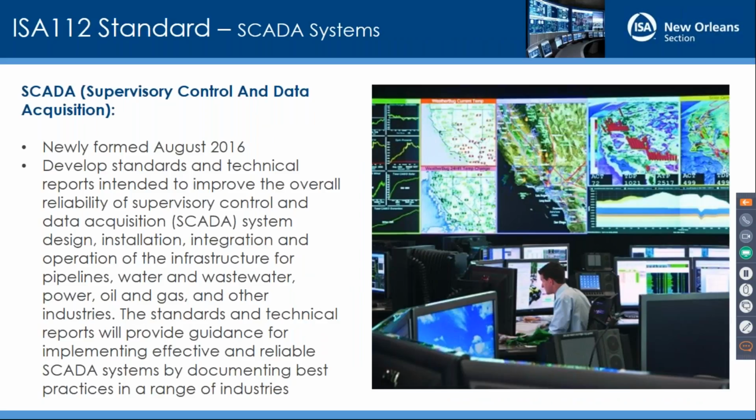This one is interesting to me because it's the 112. SCADA systems have been around for a while, right? I mean, 30, 40 years at least. But you notice it's newly formed as of August 2016 for putting together some standards, so there are obviously some holes or standards that need to be looked at. This one is developing standards and technical reports to improve the overall reliability of SCADA systems, design, installation, integration, and operation of the infrastructure for pipelines, water, wastewater, power, oil and gas, and other industries. That's what they're looking at within this particular standard.